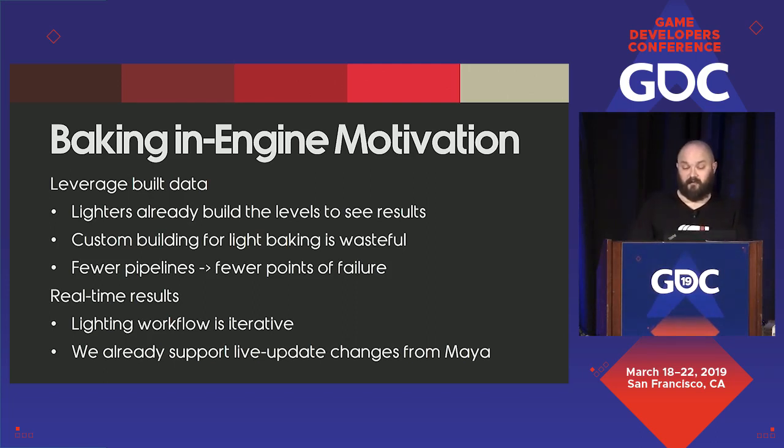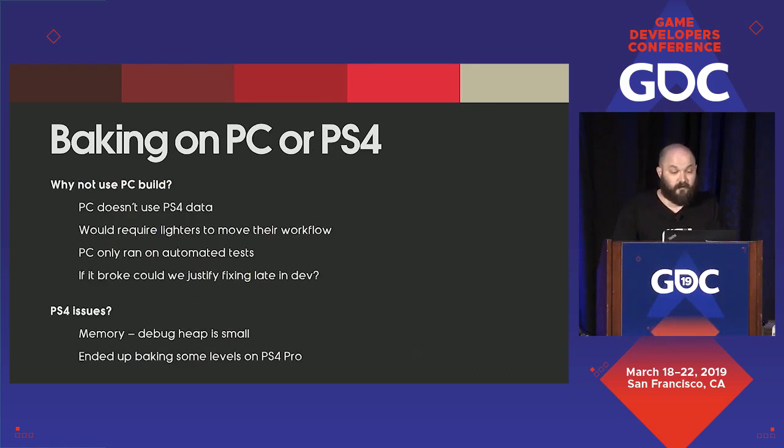And the Nova pipeline was a little brittle for us and largely survived by automated testing alone because it was pretty easy to break it by making seemingly simple changes to the material system. And with only the small group of lighters working on it, it would leave them blocked if it got broken. So we do our baking on PS4.